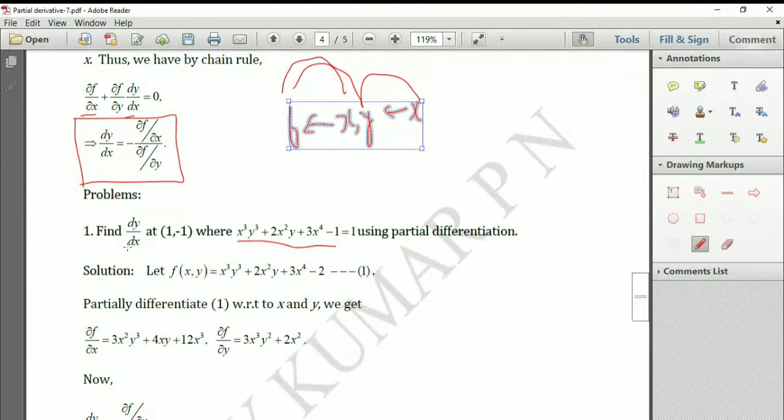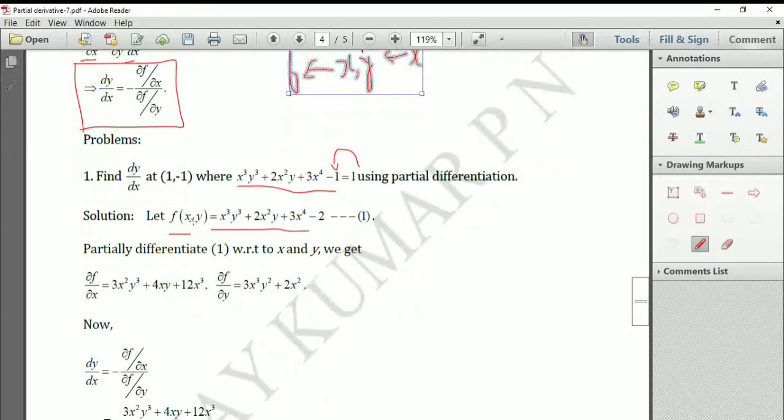Find dy by dx at 1, 1, where x cube y cube plus 2x square y plus 3x to the power of 4 minus 1 equals 1, using partial differentiation. Send this one to this side. Then that becomes x cube y cube plus 2x square y plus 3x to the power of 4 minus 2. Call that one f of x y. So f of x y is equal to 0.